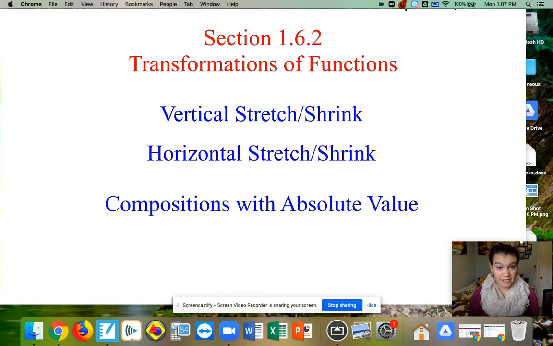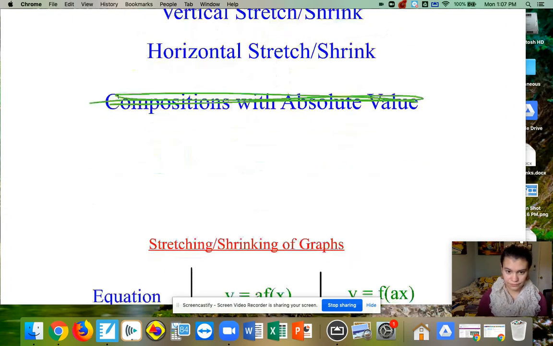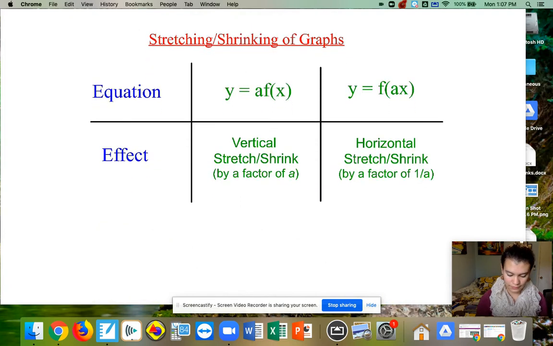Right, today we're going to continue on with transformations of functions. So we'll do horizontal and vertical stretches and shrinks, and we're not going to do this composition of absolute values. So stretching and shrinks. Here, this is your vertical. So again, vertical affects the whole equation. So you have a value outside your function, and then horizontal affects just the x, so it's inside your function.